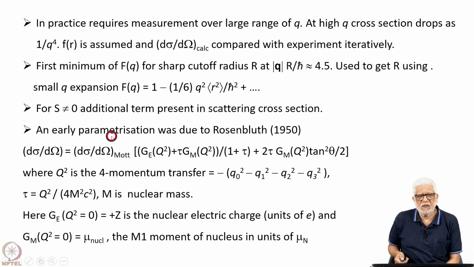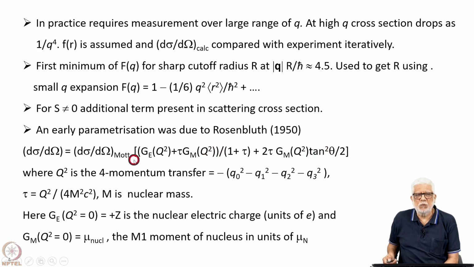There was a parameterization which was done by Rosenbluth in 1950, where the d sigma d omega was put in a form d sigma by d omega Mott times a G of E of q squared plus a tau times G of M of q squared divided by a factor 1 plus tau, plus 2 tau times the magnetic, the same magnetic form factor, times tan squared theta by 2.